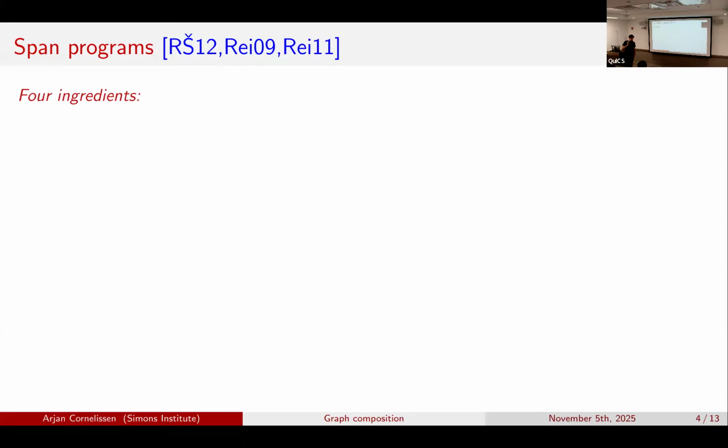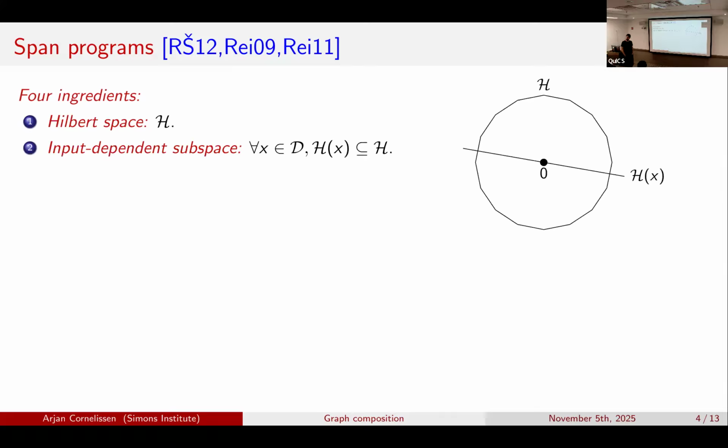This mathematical object has 4 ingredients that you need to define. These 4 things together define a span program. The first thing you need to define is a Hilbert space. I'm keeping an artistic interpretation of what this means by drawing this Hilbert space as this circle on the right hand side. And now for every input to your function, so for every bit stream, we're going to define a subspace of the Hilbert space, which represents that input. I'm keeping it on the right, it's the subspace there.